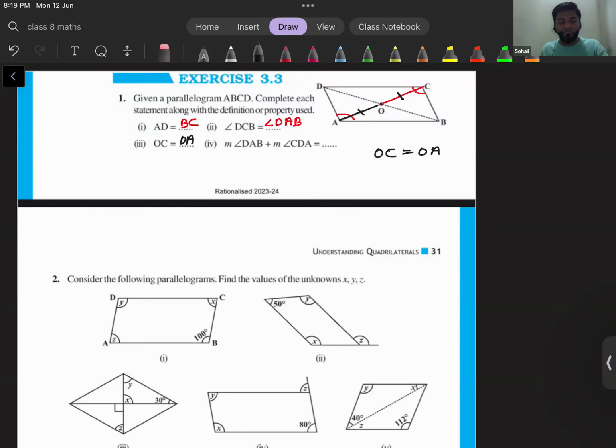Ahmed, you getting this or not? Yes, sir, I am getting it. And what about angle DAB plus angle CDA? That means angle DAB, that is this angle, and angle CDA, this angle here.